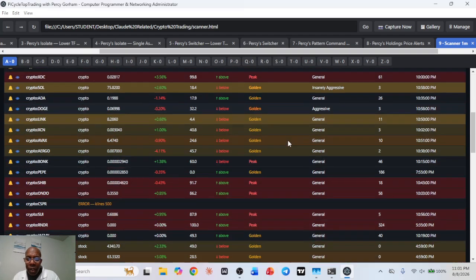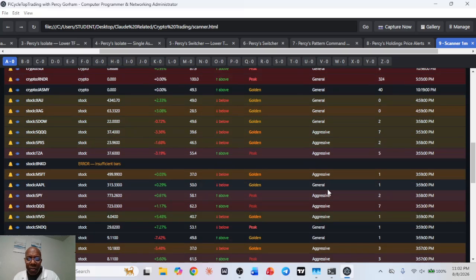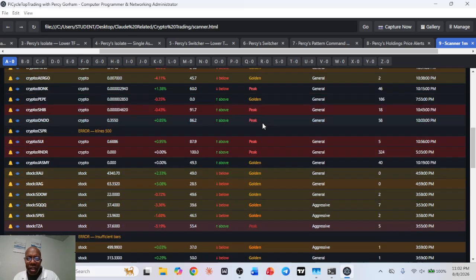And you can just scan through the list. Now keep in mind some of the markets are closed as far as the stock, but it's pulling up some of the latest information. We can see what's in the golden zone, great chance to buy, golden opportunity, and what's in the peak zone, great chance to sell, right?